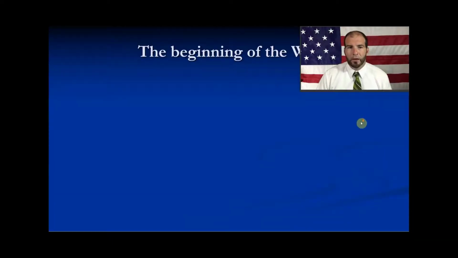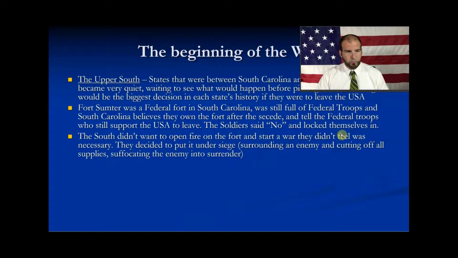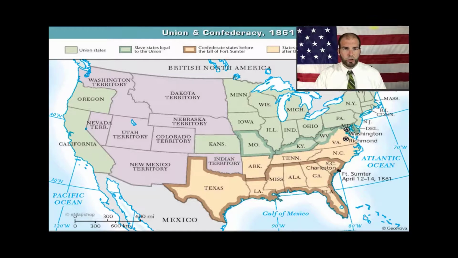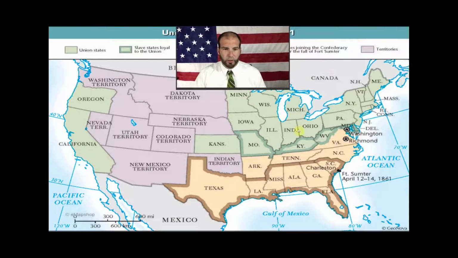All right. Let me show you a map here. So the Upper South, like North Carolina here, Arkansas, Tennessee, Virginia, they're like, oh, what's going to happen? So they're waiting to see how this plays out. All right. So Abraham Lincoln becomes the president. And there is an issue real early on.